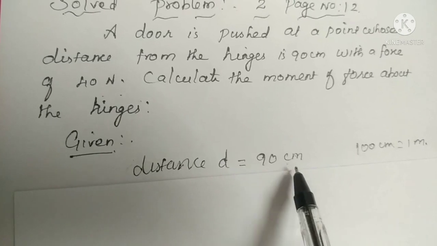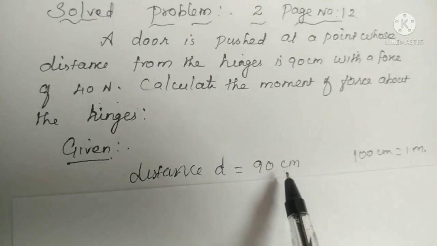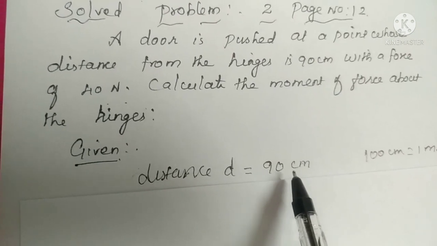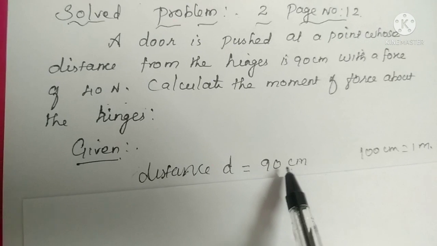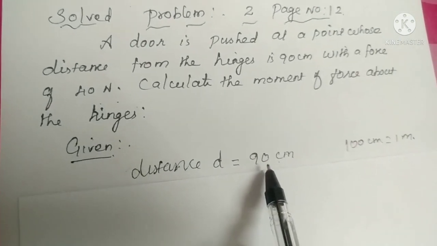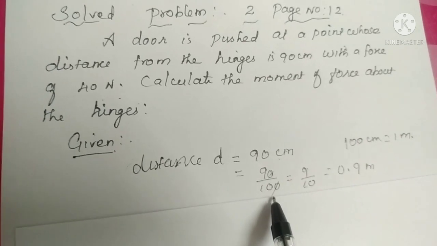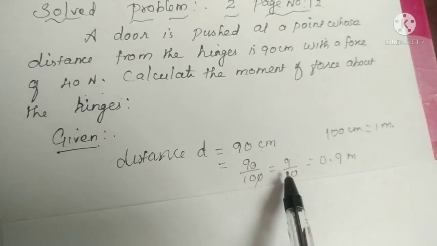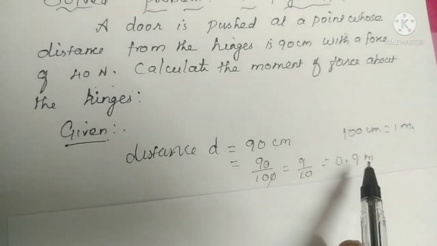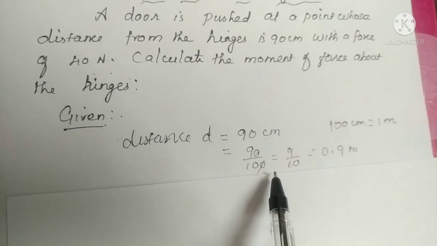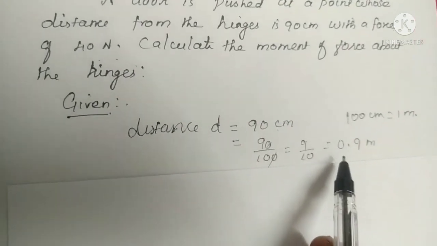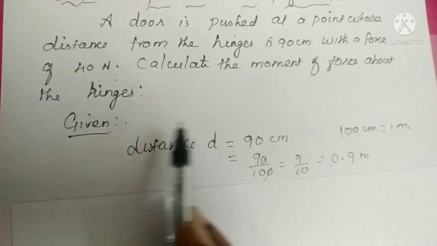Always we write the units in the SI system. In the SI system, the unit of distance is meter. So we are going to convert this 90 centimeter into meter. You just have to divide 90 by 100. So 90 by 100 is equal to 9 by 10, which is 0.9 meter. So 90 centimeter converted into meter is 0.9 meter.